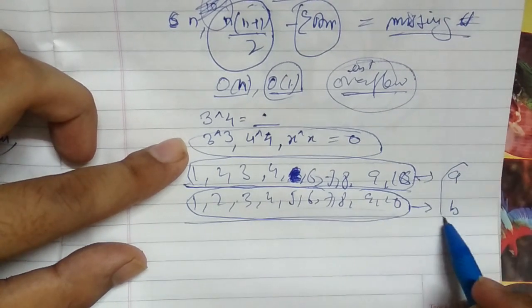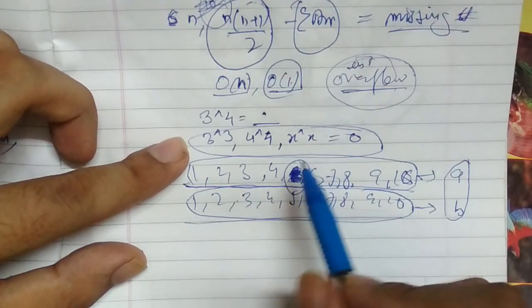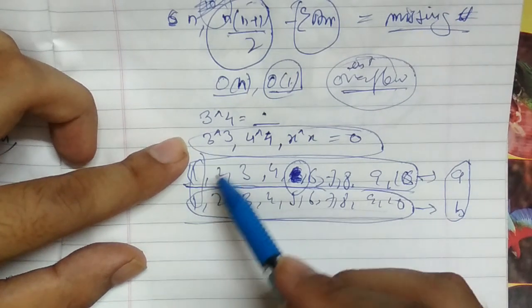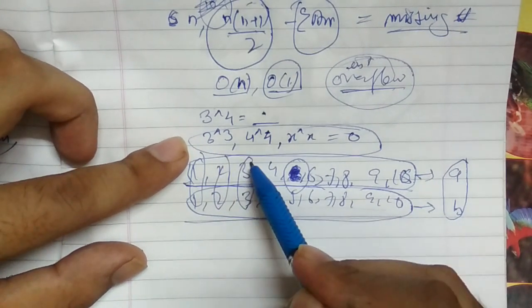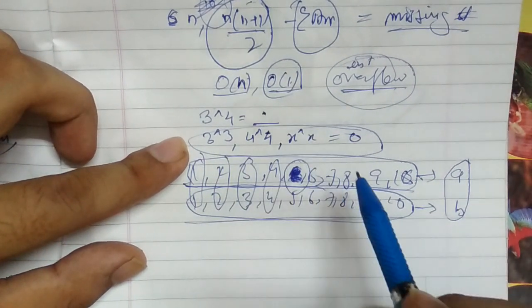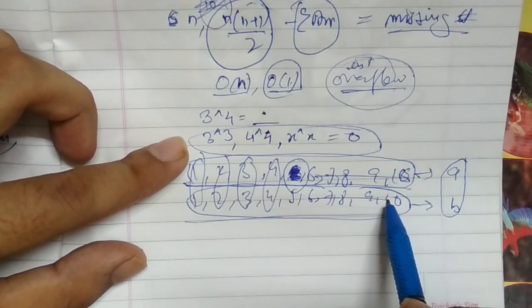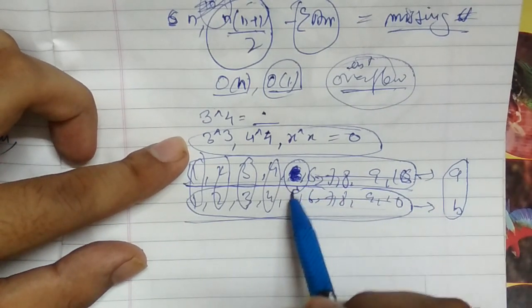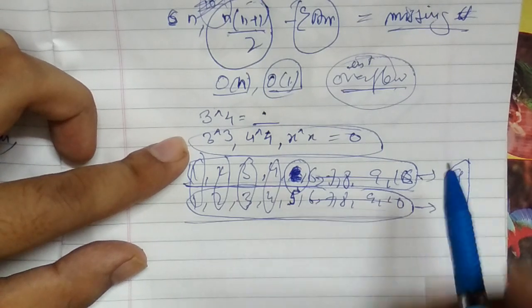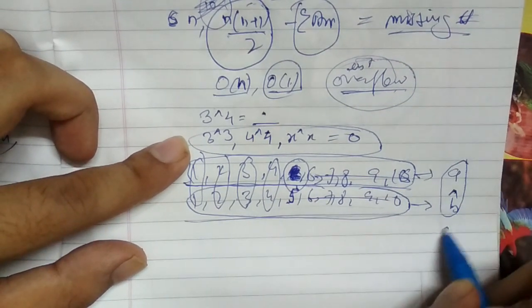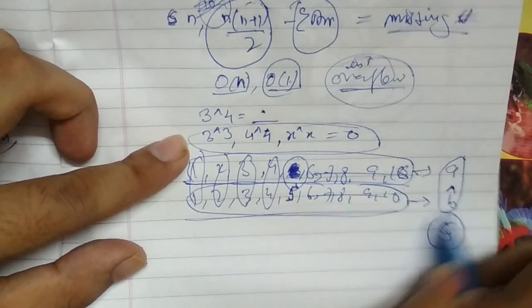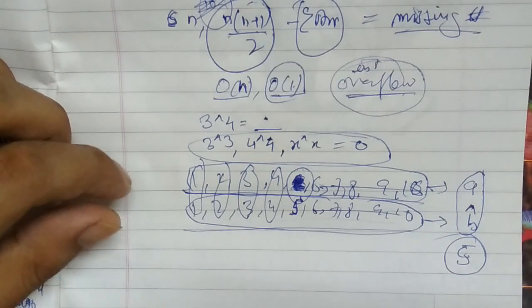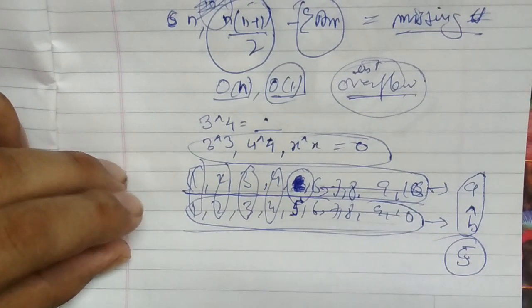If we XOR a and b, then we will get the missing number, because this will get XORed out with itself, this will get XORed out with itself, and all the numbers will get XORed out with themselves. But this 5 will be present only once, it will not get XORed out, and a XOR b will give our missing number, which is 5. So this is the most optimal solution to this problem.